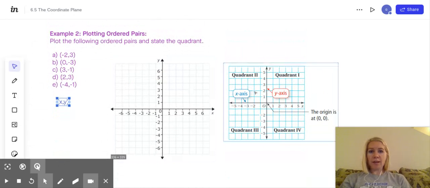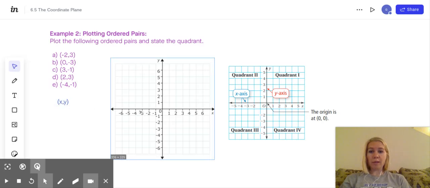The first thing I grabbed is our picture of the different quadrants, because the directions say we need to state what quadrant our ordered pair is in. And then I also grabbed x comma y to remind us that in our ordered pair, we find the x coordinate first and then the y. Remember, x is the horizontal line, the number line that goes across, and y is the vertical number line, the number line that goes up and down. Remembering that 0, 0 is the origin of our coordinate plane. That's where the horizontal and vertical lines meet.